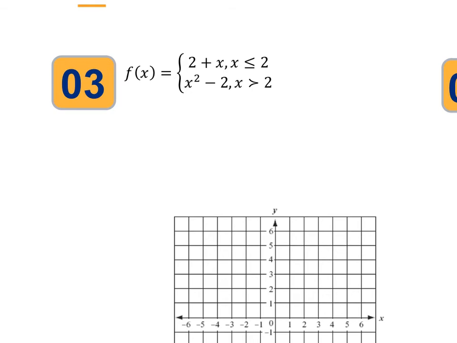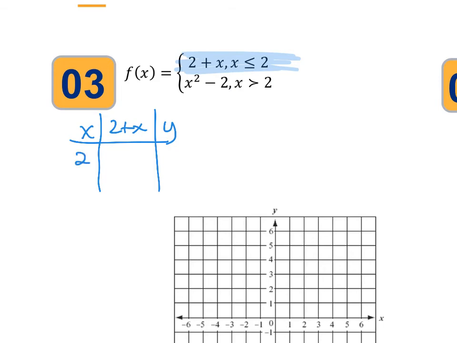So I'll do this one in blue. And then x, 2 plus x. Notice this time my x values need to be 2 or less. So I'm going to plug in 0 and 2. So 2 plus 2, this gives me 4. So the ordered pair will be 2, 4. 2 plus 0, that gives me 2. So then I graph 0, 2. Let me put these on the graph.